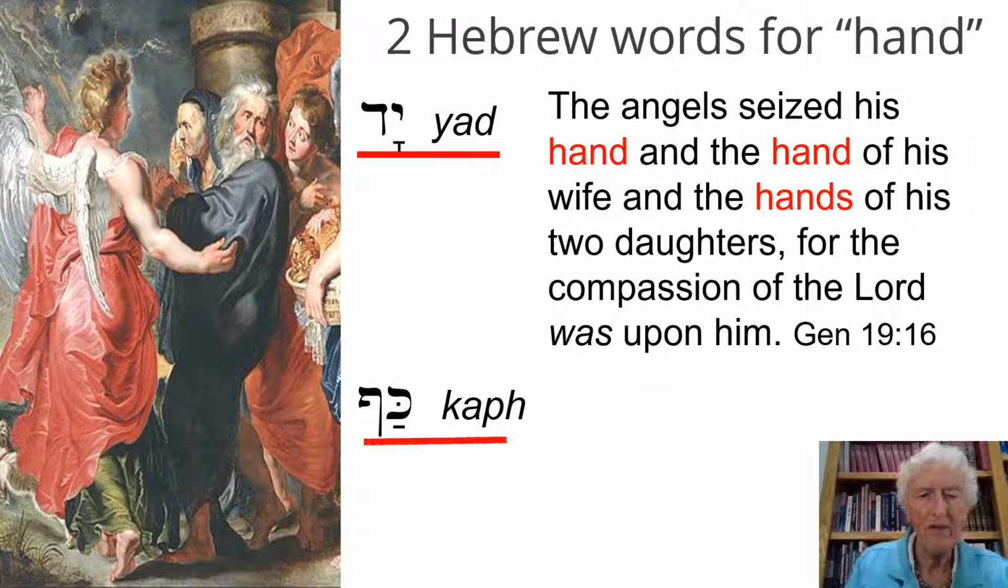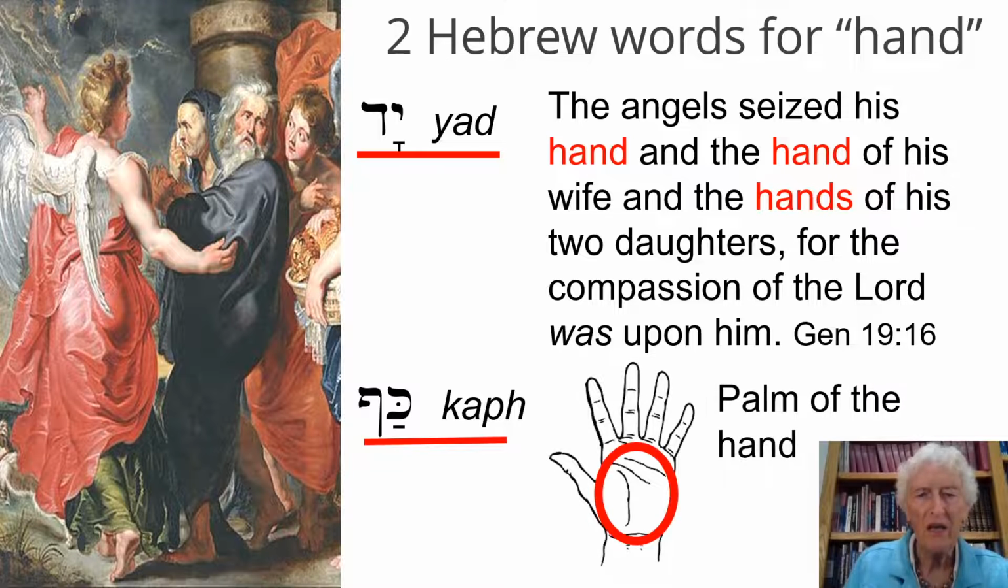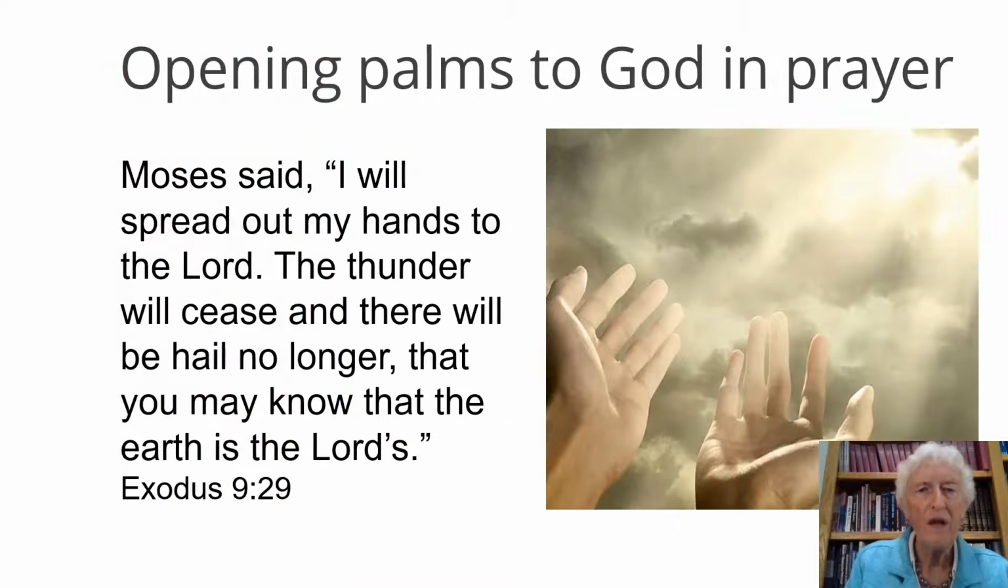Now let's look at kaf. What we get with kaf is the palm of the hand. So sometimes it'll just say hand in the translation, but if you're reading it in Hebrew and you come to kaf, it means the palm of the hand. Opening palms to God in prayer is something that we see in Scripture. Moses said, I will spread out my hands to the Lord. The thunder will cease and there will be hail no longer, that you may know that the earth is the Lord's. Those hands are the kaf, the palms; he's spreading out the palms of the hands.